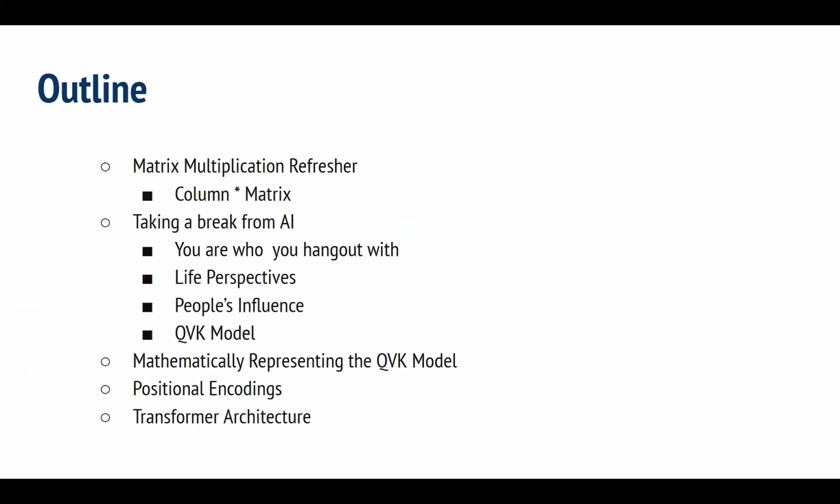Thank you, Aliwadi, for the very nice introduction. So we will start with a quick outline. The first thing is we will refresh on matrix multiplication. After that, we will take a break from AI, machine learning, and computer science, and just focus on our life perspectives. Then we will introduce a mathematical model for QVK, and we will explain what that is once we reach that. Then we will introduce the concept of positional encodings, and at this point, you should be able to understand what the transformer architecture is.